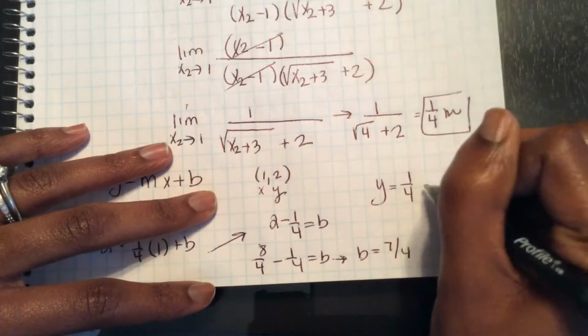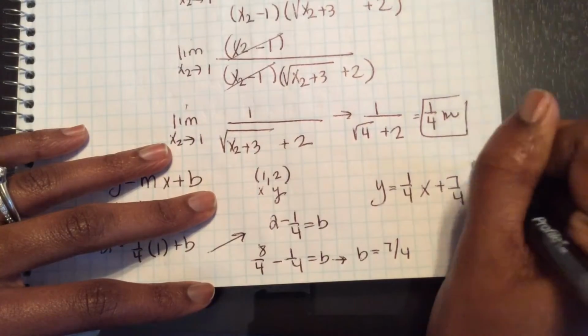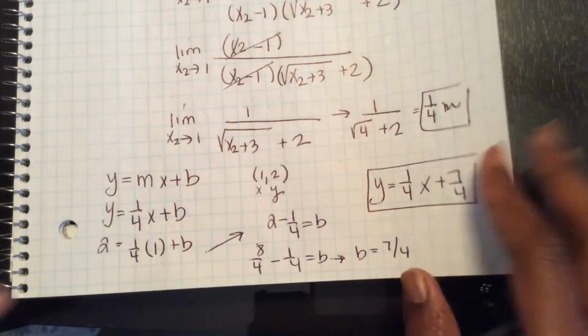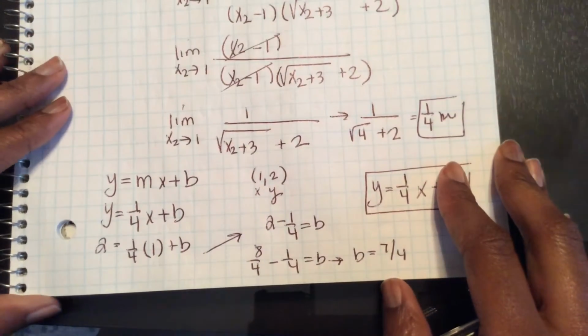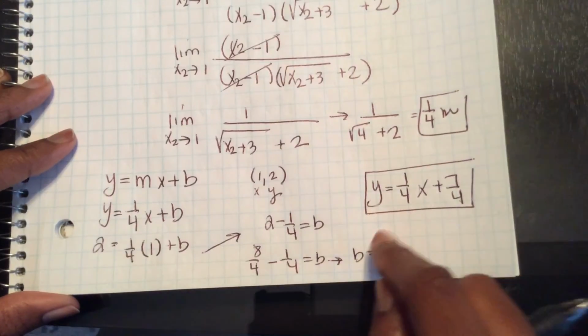So my tangent line is y equals 1/4 x plus 7/4. So remember that you need to know your average rate of change in order to find the slope of your tangent line.